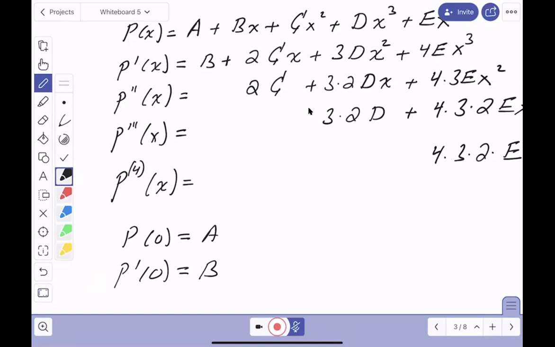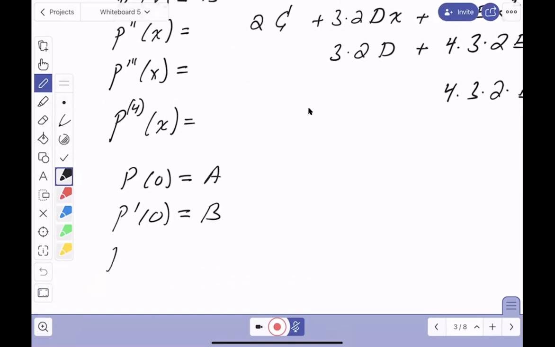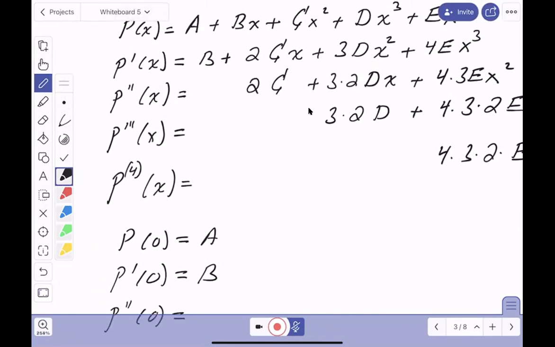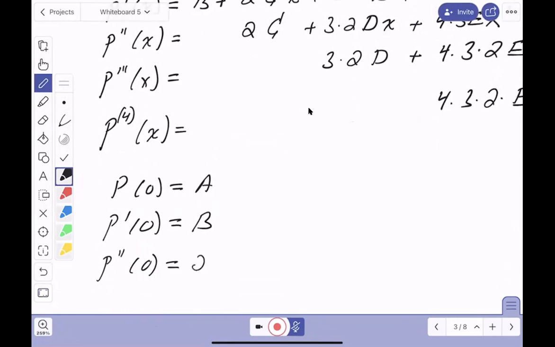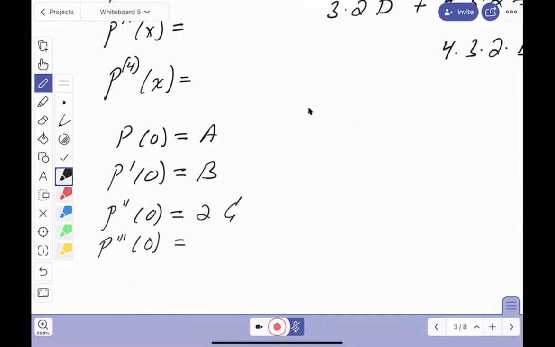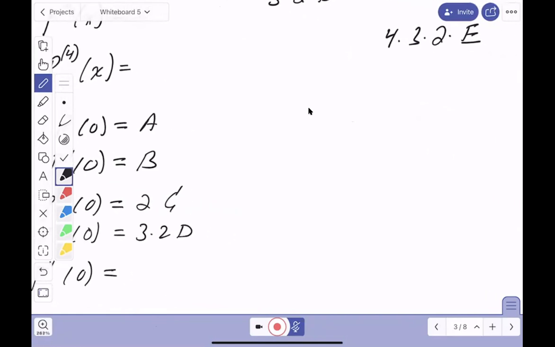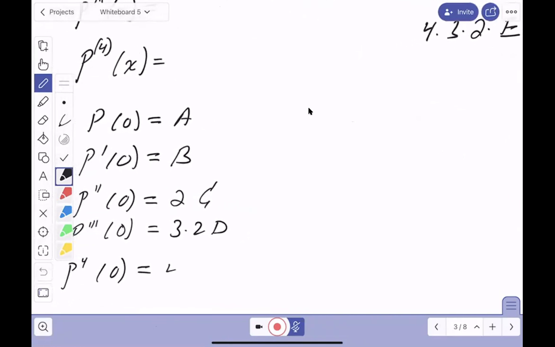You see that? Pretty simple. What's P double prime of 0? Let's see, it's just 2C, right? What's P triple prime of 0? That's 3 times 2 times D. What's P4 of 0? 4 times 3 times 2 E. I'll put it over here.